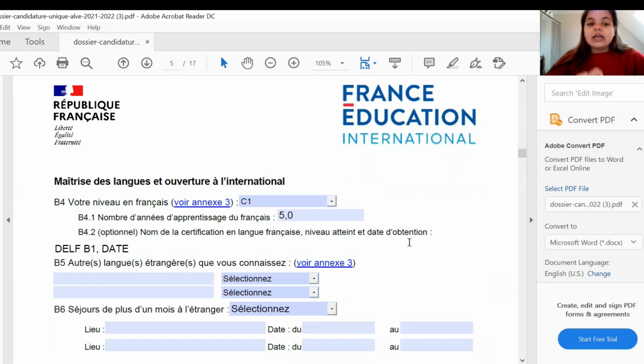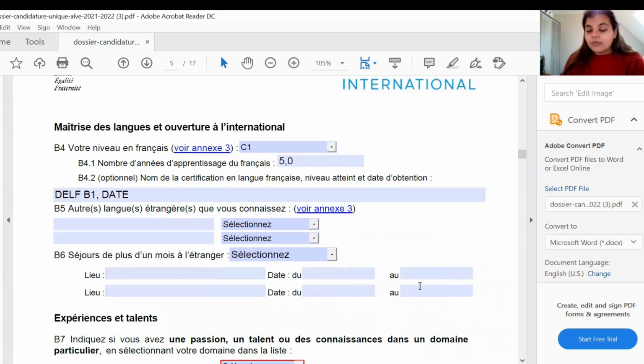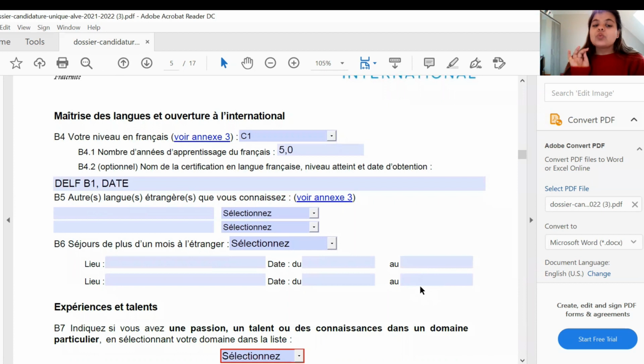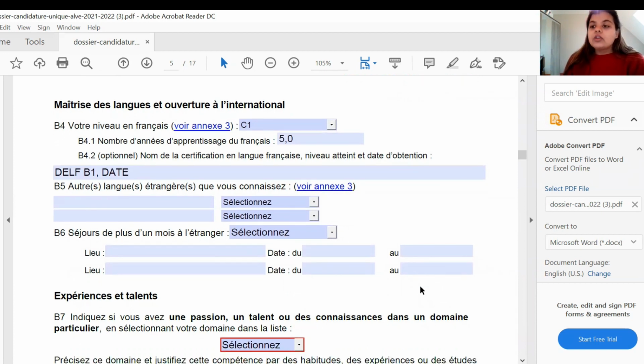It's very important, guys. Please write the correct date. You look at the certificate of your DELF exam and you write the date. In case you haven't received your results, then you just write DELF B1 and leave the other space. And when you send this form, you write in the mail to the IFE that you will be submitting your DELF B1 result after. That's not a problem, okay? But if you have already given DELF B1, then you write the correct date. It's very, very, very important. You see in the certificate, it will be there, okay?